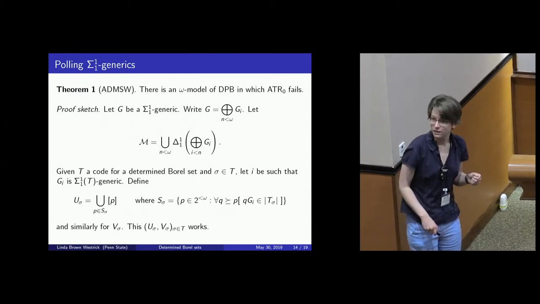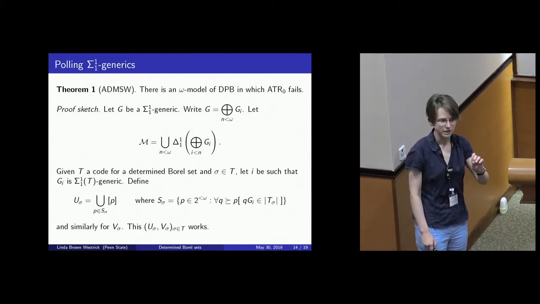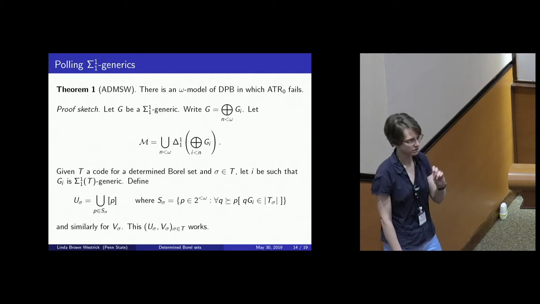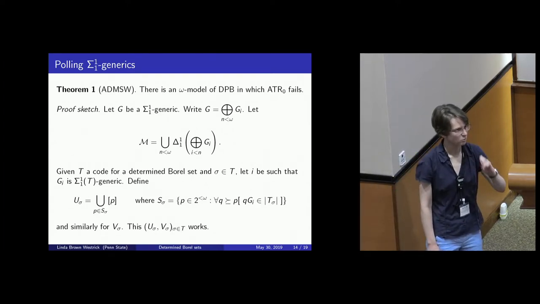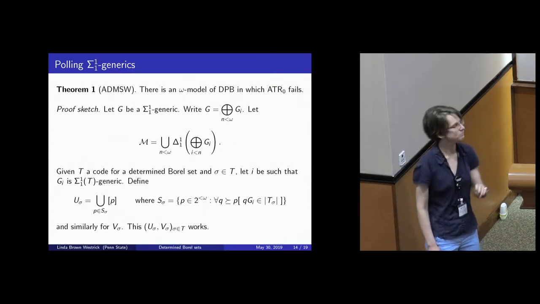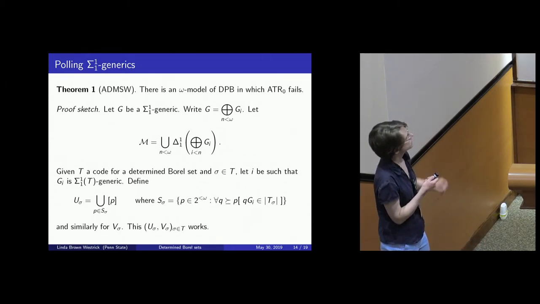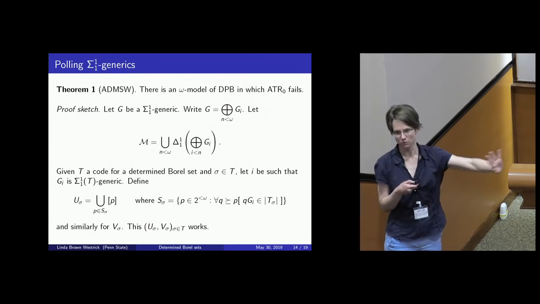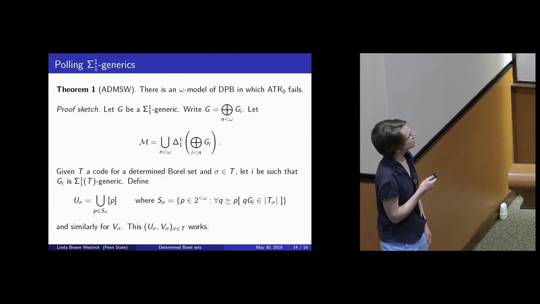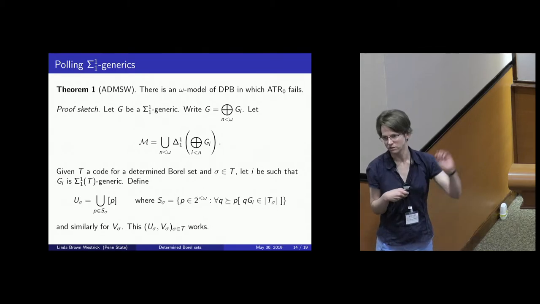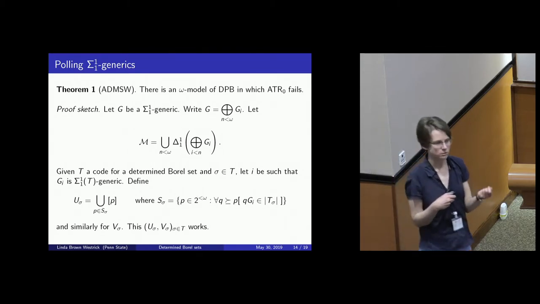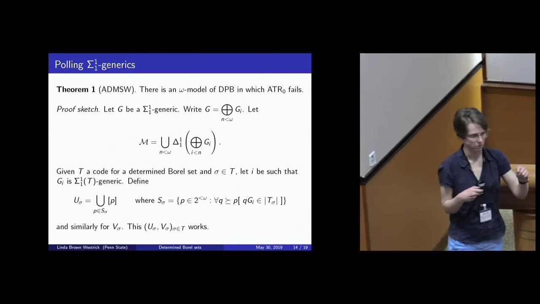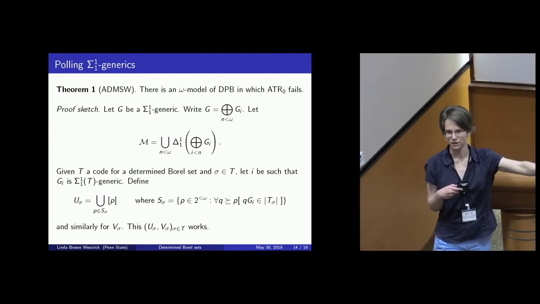Right, and here's a model where you can do that. The idea is that the model is made by basically just adjoining a whole bunch of super generic stuff together. So let G be a Sigma 1-1 generic, and consider a whole pile of mutually Sigma 1-1 generics. Then you let the model be what you get by taking any finite collection of them, taking stuff that you can make Delta 1-1 in those finite collections, and unioning all of that together. So everything in this model has something in the model that is Delta 1-1 generic relative to it.